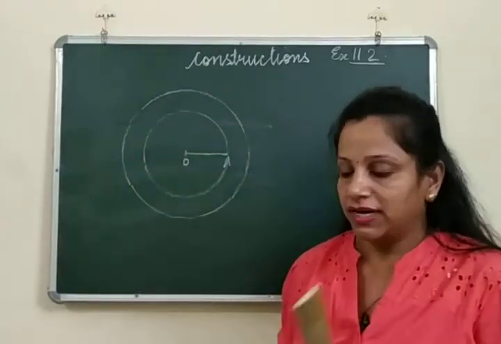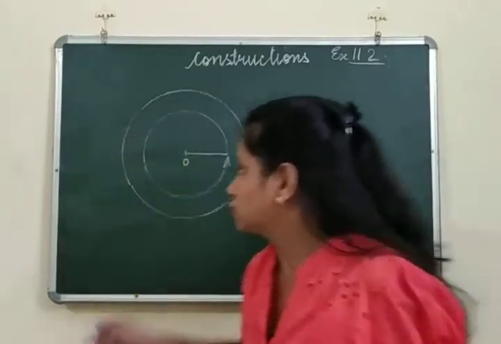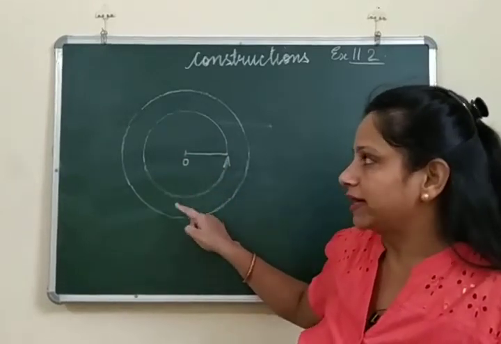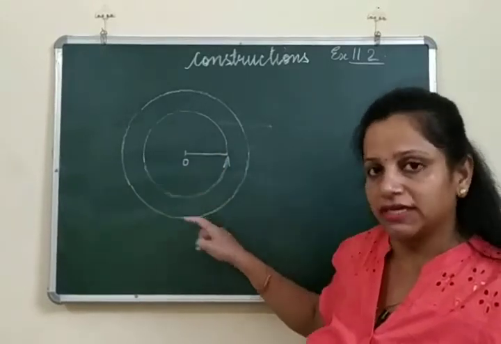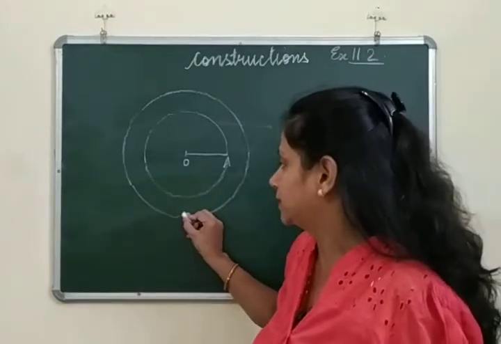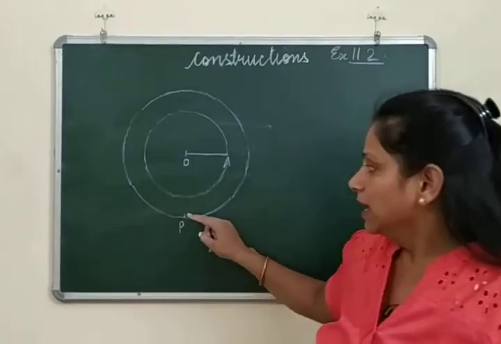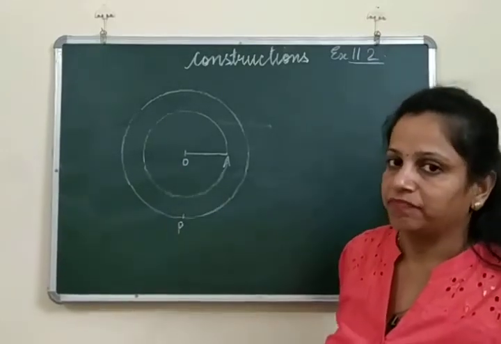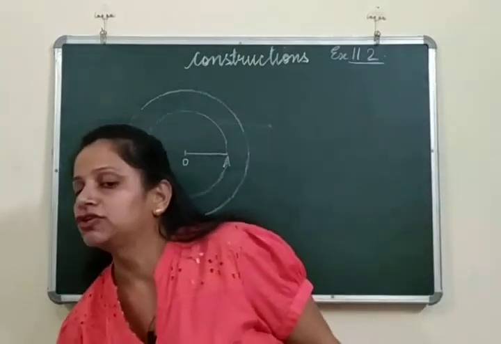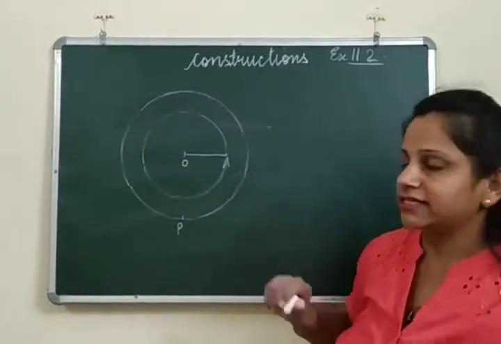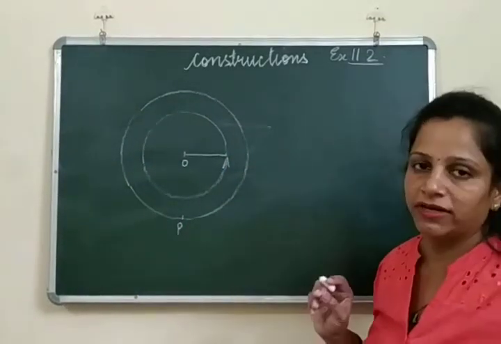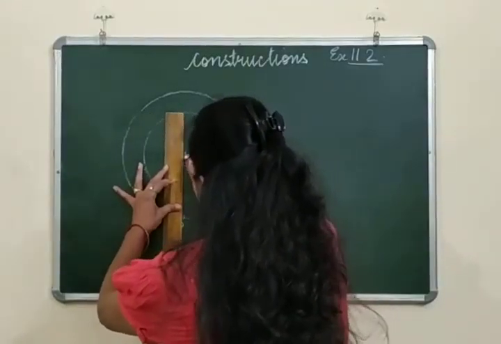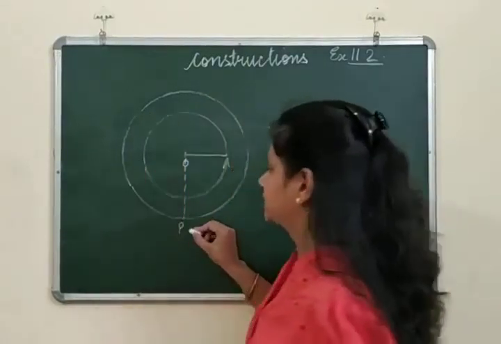Now it is given to us in the book that with these two circles, this is the inner circle, on this inner circle, from any point outside the circle, means on the outer circle, say for example I take any point P here. From this point, tangents are to be drawn on the smaller circle. Now for drawing the tangents, what have we to do? Whichever is the point given to us, we have to join that point with the center of the circle. We are joining this point with the center of the circle.